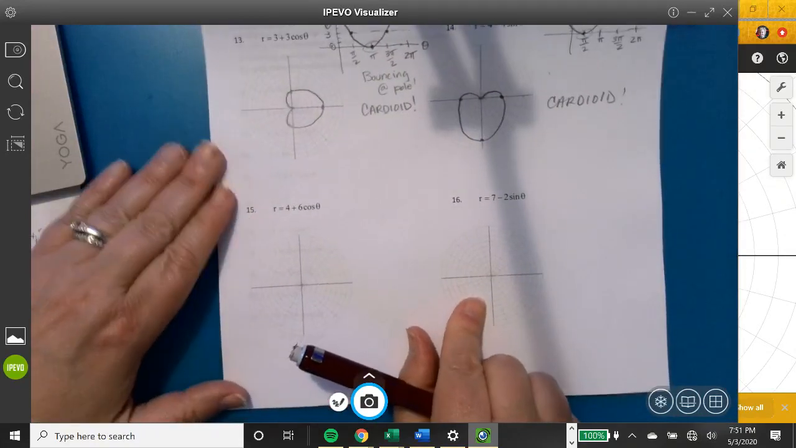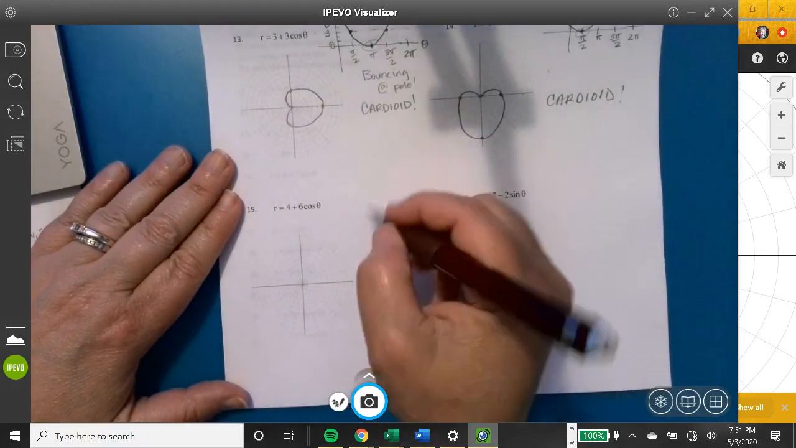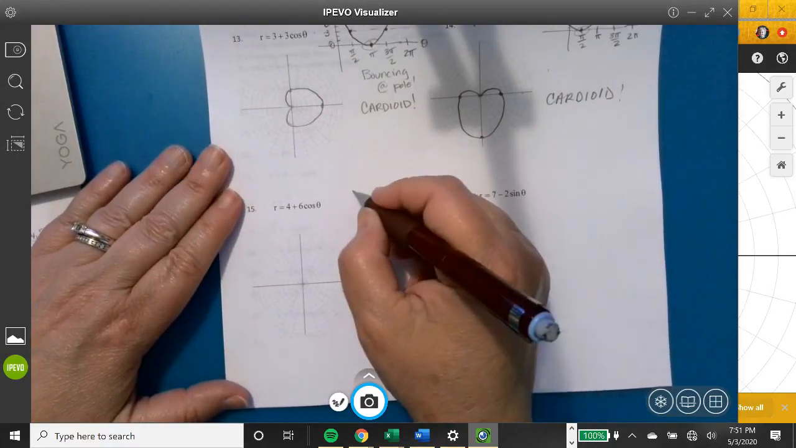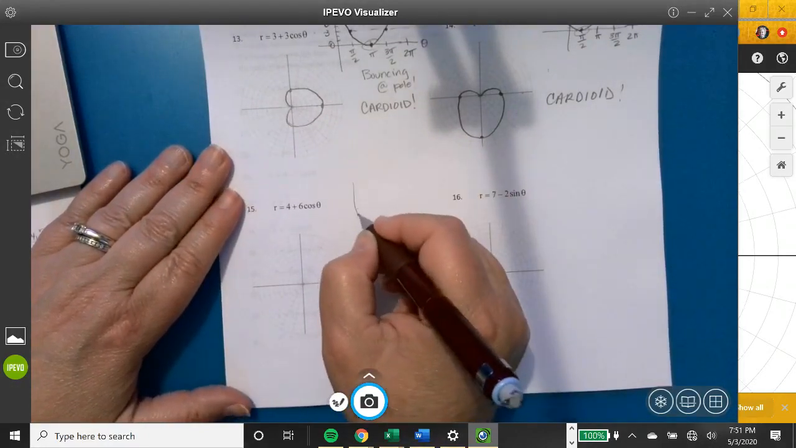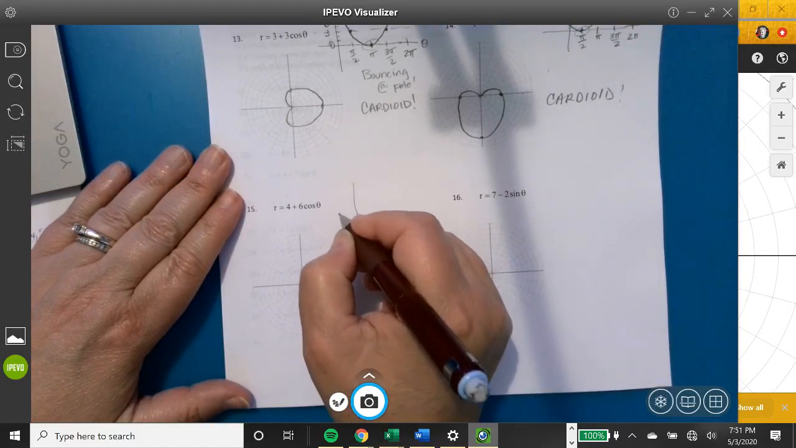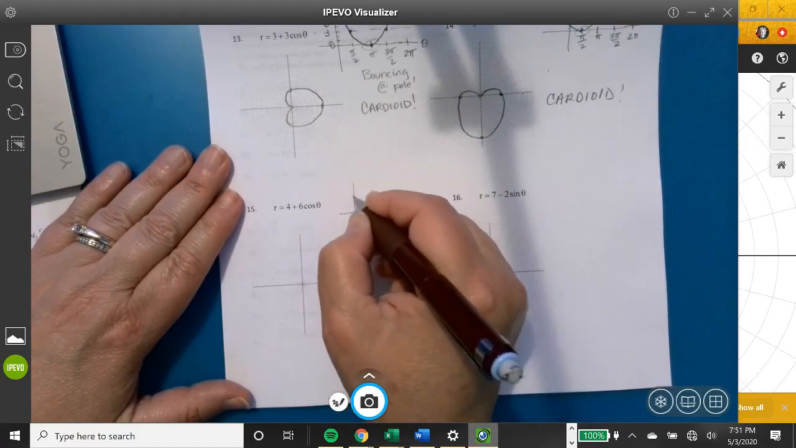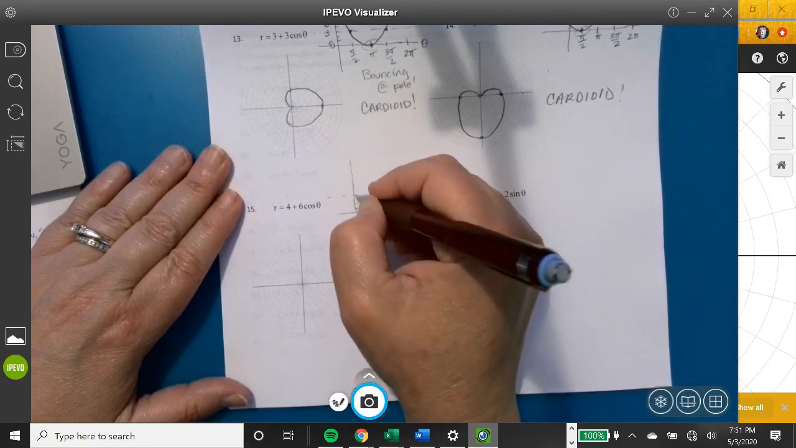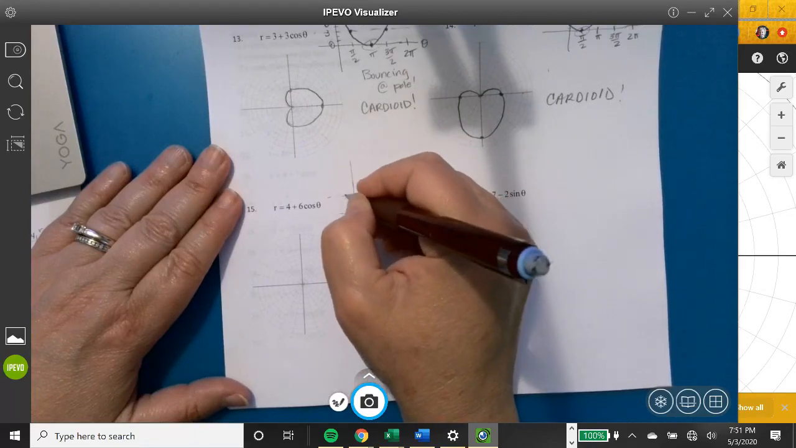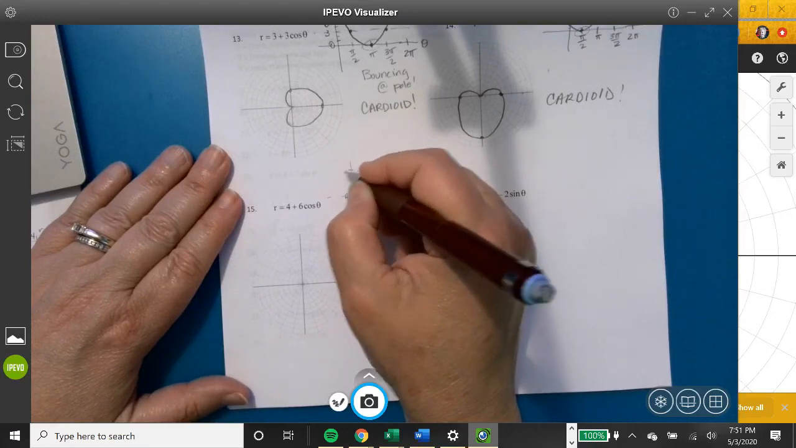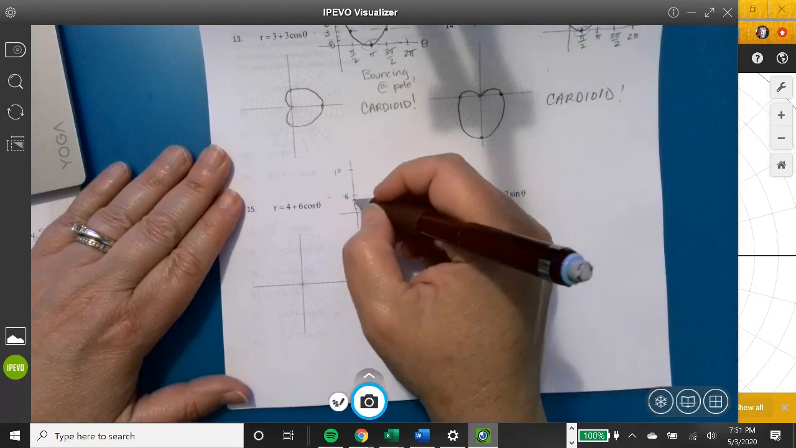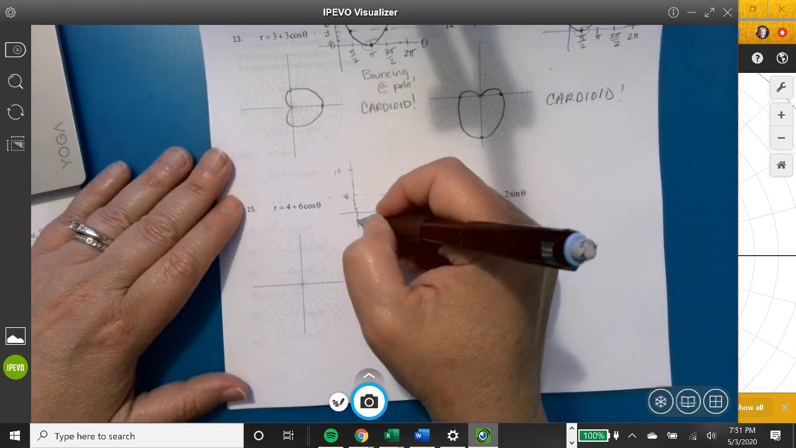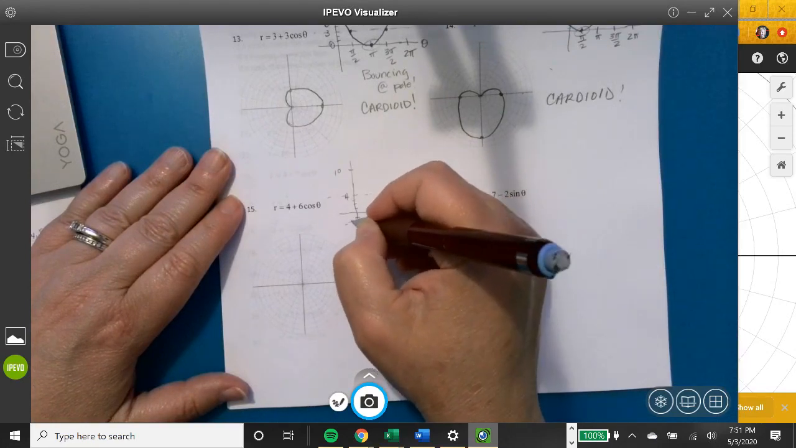Okay, next one. 4 plus 6 cosine theta. What's our midline? Well, our midline is 4. So 1, 2, 3, 4. And our amplitude is 6. So 1, 2, 3, 4 is 4. And then this is going to go up to 10, right? Because the amplitude is 6. And then what does it mean down here? That means we're going to go down 2 below.